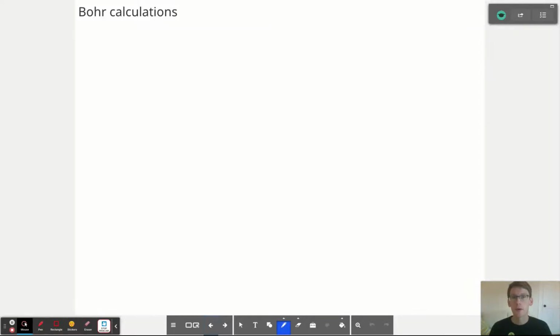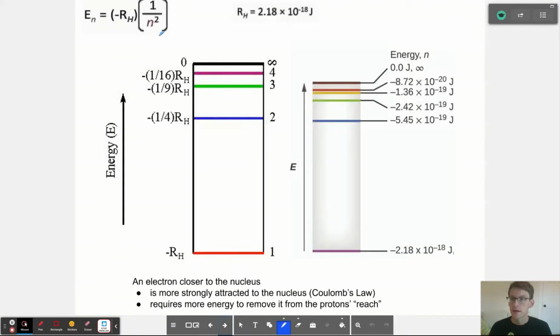In this video, we're going to learn about Bohr calculations. So, if we look at the Bohr model of the atom, the electrons are pulled in towards the nucleus. And what we can say is that a free electron that has no association with a nucleus, we're going to say that its potential energy is zero. But as it gets closer to the nucleus, the potential energy is going to drop into the negatives.